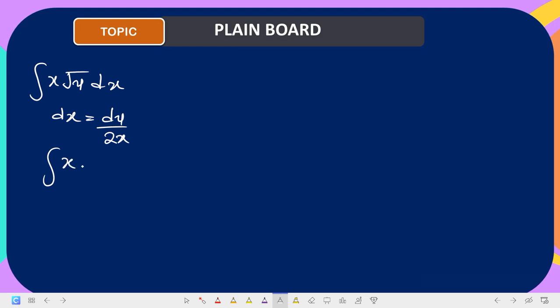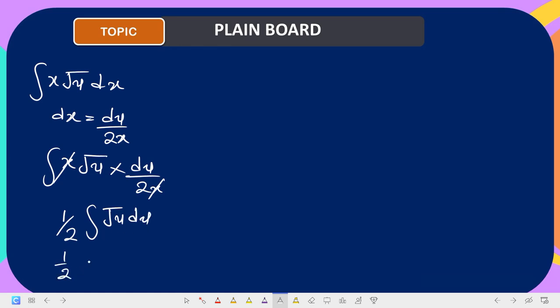And this becomes s root u times du all over 2s. Now s can cancel s. Bring the 2 out. If you bring the 2 out, it becomes 1 all over 2 times the integral of root u du. Now, root u is what? U raised to the power of what? Half du. If you integrate this, you should add 1 to the power and divide by whatever you have, right? So this becomes 1 all over 2.